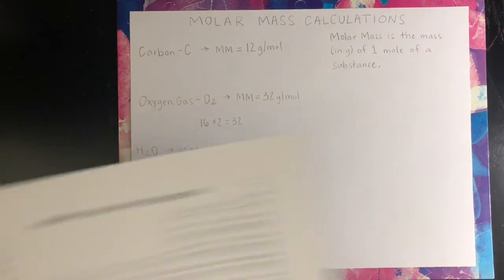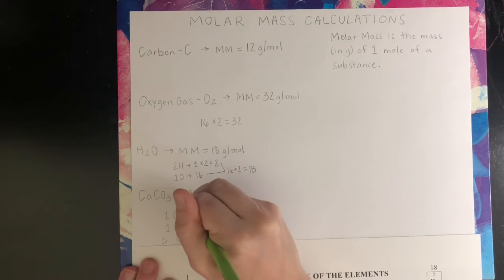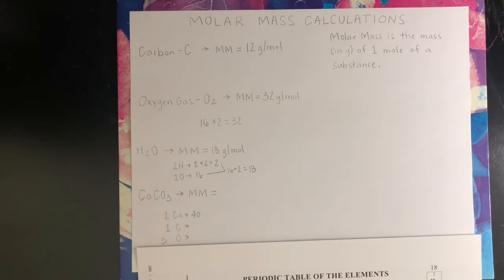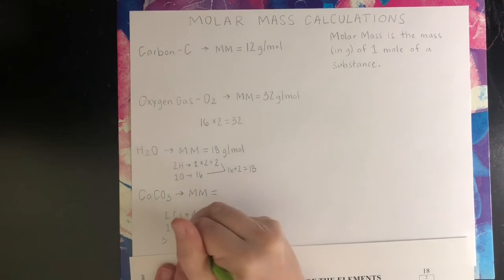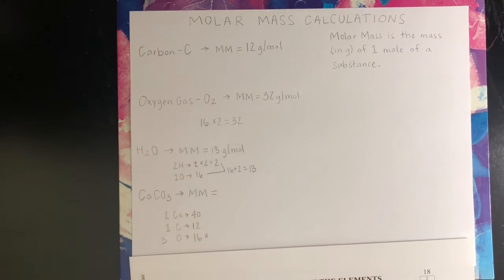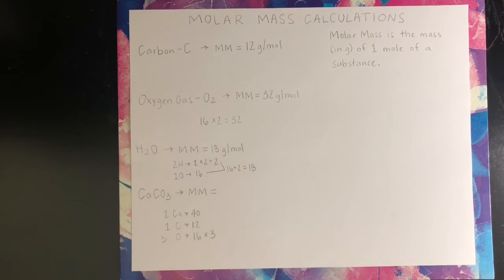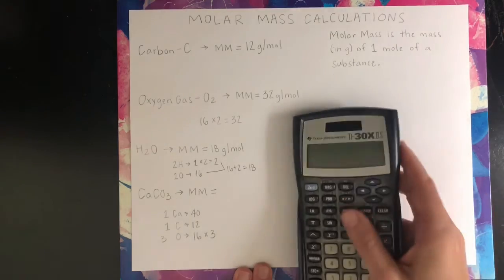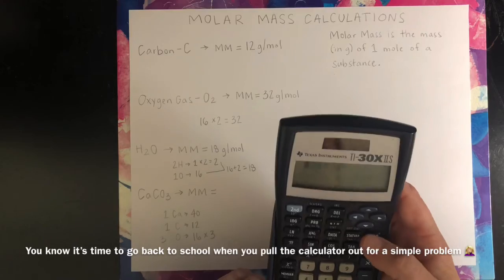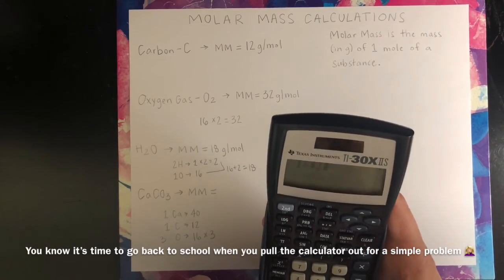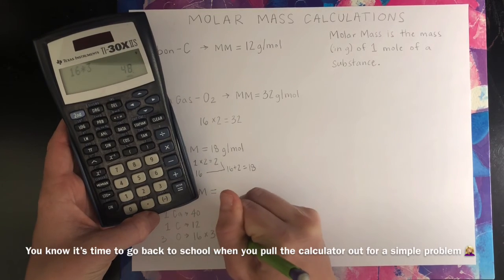So again, go to the periodic table. Calcium is 40, and I've just got 1 of those. Carbon is 12, we used that earlier. And then oxygen is 16, but I've got 3 of them. So 16 times 3, I didn't crunch all these numbers beforehand, my bad. Bring in my calculator. So 16 times 3, we've got 48. I guess I kind of knew that, but all right.